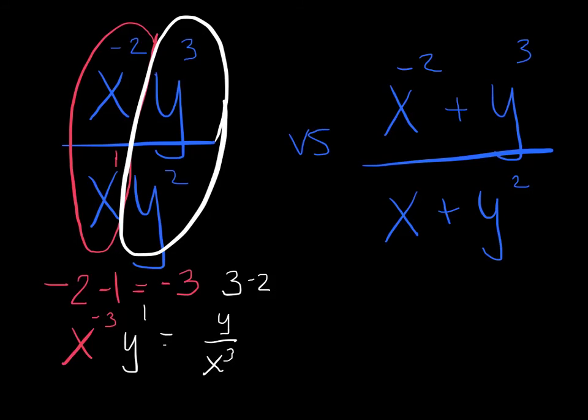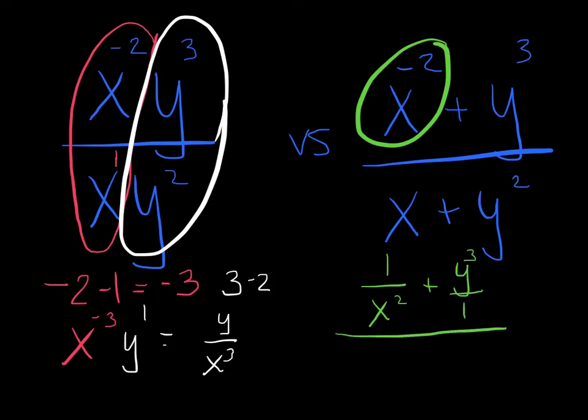Now this is completely different from this problem. I can't just go around subtracting exponents because I have this plus sign here. You've got to rewrite each of these. So this top one turns into 1 over x squared plus y cubed, really over 1, all over x over 1 plus y squared over 1. Do you see how drastically different these are? This was not a complex fraction at all, and this turned into a complex fraction. And the whole difference was whether you're adding or multiplying.